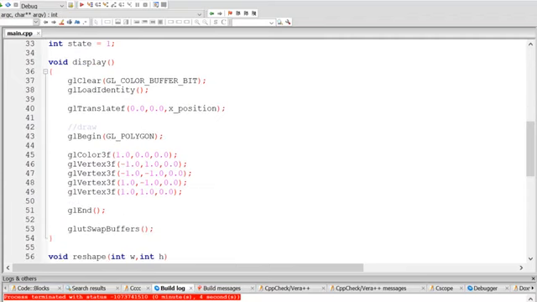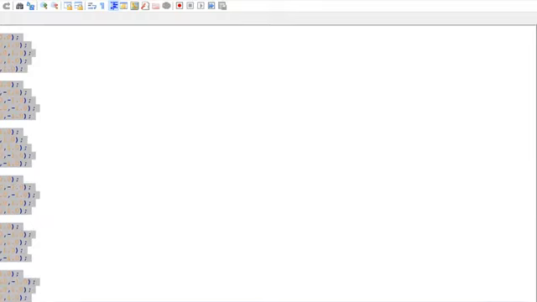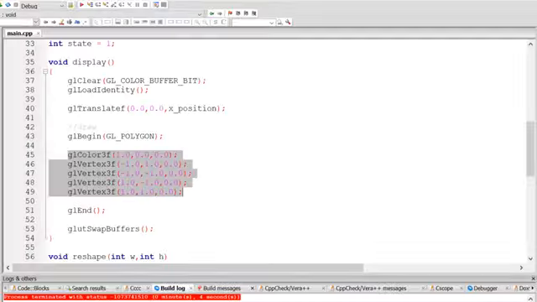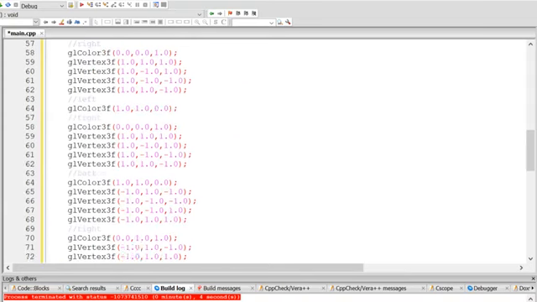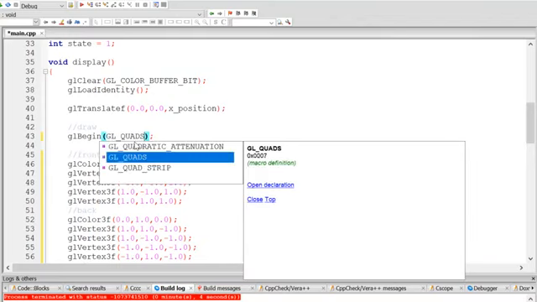We will draw a cube instead of a square. So I initially had the geometry of a square here, which is drawn at the origin. So instead I'll use this geometry, this set of vertices which form a cube. I'll replace this, I'll copy and paste this, and one more thing I need to change here is I need to use GL_QUADS instead of GL_POLYGON.